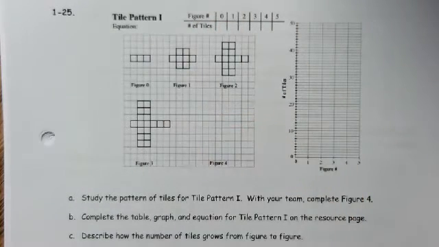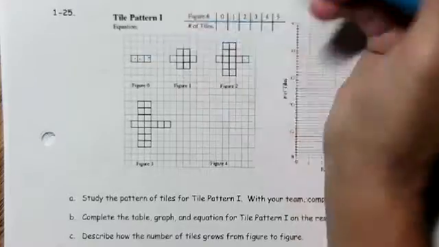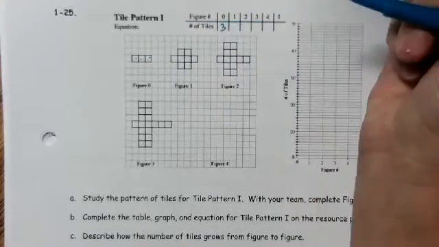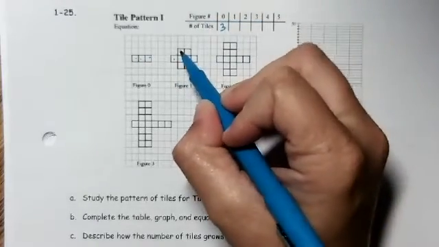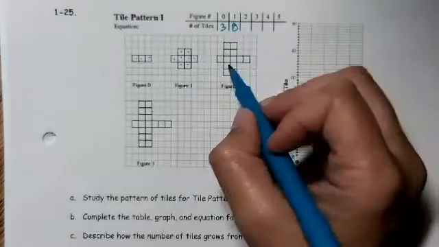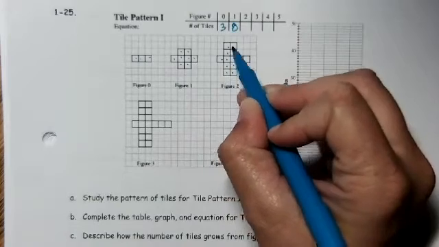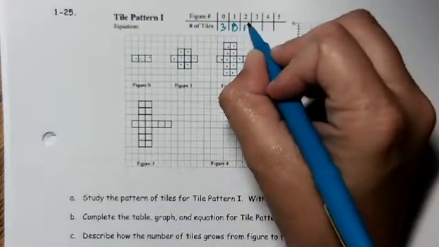Now, the only thing that makes this a little bit different is down at the bottom on letter D, it wants you to answer some questions about it. So I'm going to go over tile pattern A and show you what the expectations were. So figure 0 has 1, 2, 3 tiles. So I'm going to put that in my table. Figure 1, 1, 2, 3, 4, 5, 6, 7, 8 tiles. Figure 2 has 13 tiles.